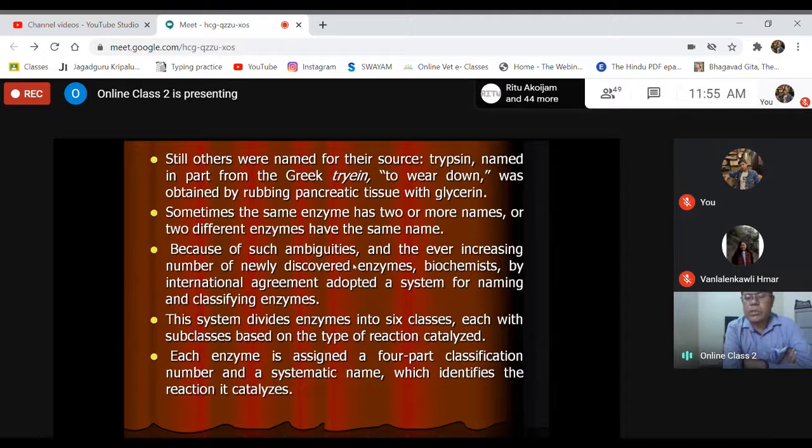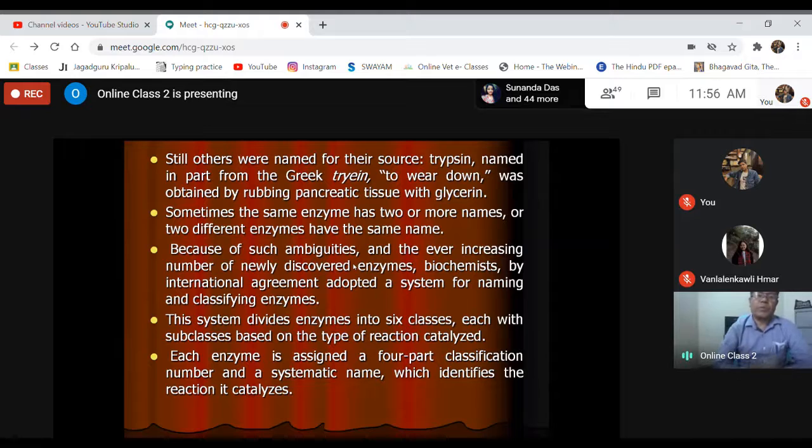Say, the enzyme present in the saliva, we know it as ptyalin. We also call it amylase. So it is the same enzyme, but it has different names. Like that, some enzymes may have two or more names, or sometimes the same name is given to two or more enzymes. So there are some ambiguities.